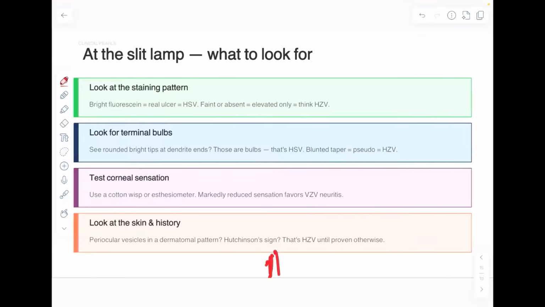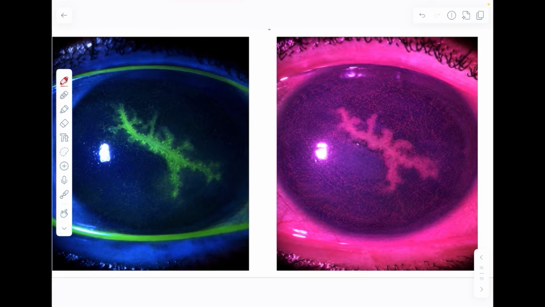So now can anyone tell what is this case? Write down in the comments what's this, herpes simplex or zoster, based on the staining pattern and the dendrite pattern. Write in the comments your answer.